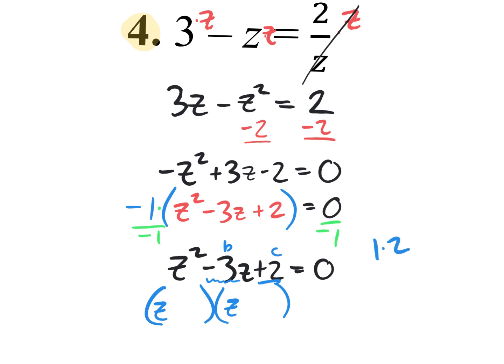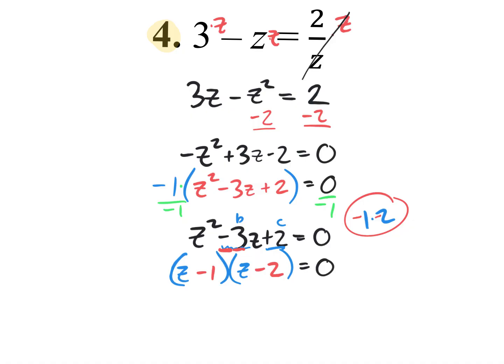Now, if you add the 1 plus 2, will you get a negative 3? You get a positive 3, not a negative 3. So you have the right numbers, just the wrong signs. So change that to a negative 1, change that to a negative 2, and that's what you plug in right here, a minus 1 and a minus 2. And that's the factored form of it. You got z minus 1 times z minus 2 equals 0.